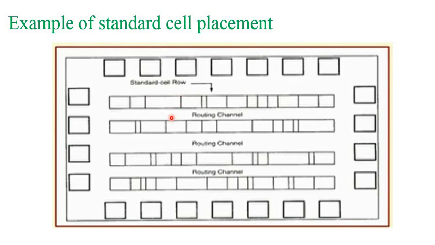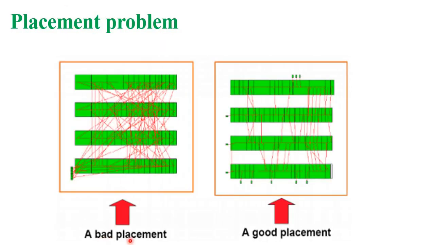And here, this is a standard cell and this is a standard cell. If these two standard cells are separated by space, that is called a channel, then only we can route the blocks, that means connect the blocks. That is the example for the standard cell. And here, what are the good placement and the bad placement, meaning where the placement problem is present. This is a bad placement, and this is called a good placement.